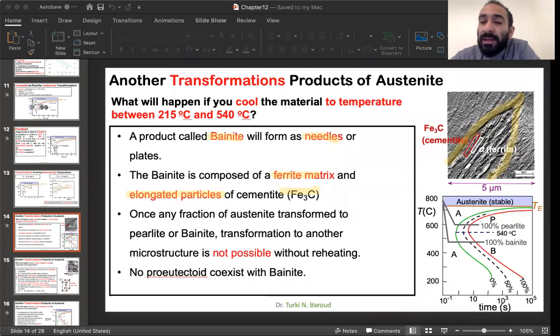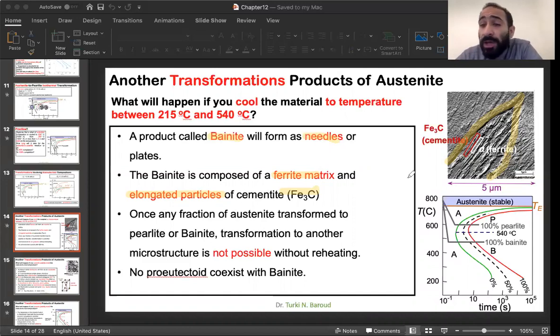It's like rice pudding. So the pudding, the base, the body, is the alpha, and the iron carbide will be the rice, the elongated particles. Okay, so the way it's going to look is like needles or plates, and that product is called bainite. So now we know something called perlite, and today we learn something new called bainite.